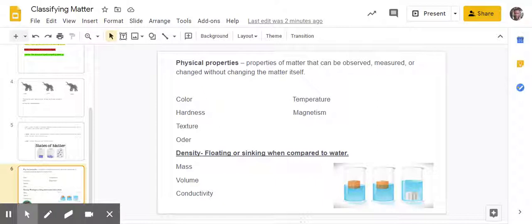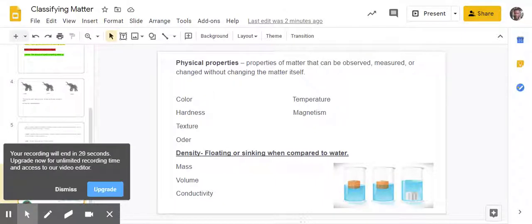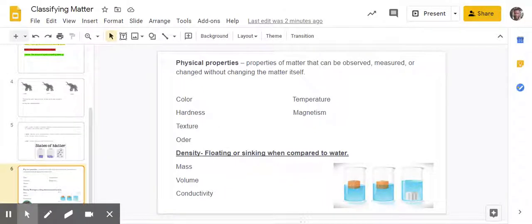So this is just a quick lesson about classifying matter and using physical properties to do that. Again, we use physical properties to classify and describe our items, okay? So that's it for this lesson. You have a few questions that I want you to go over after this.